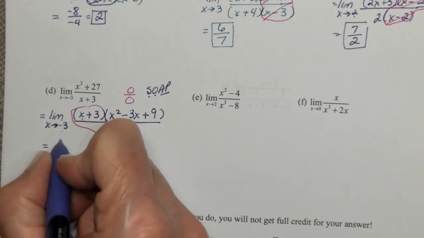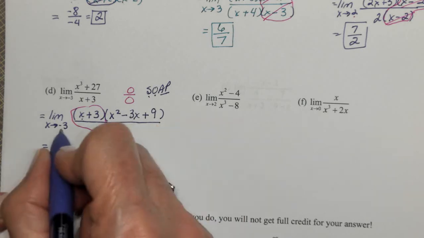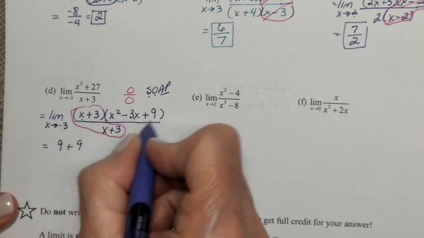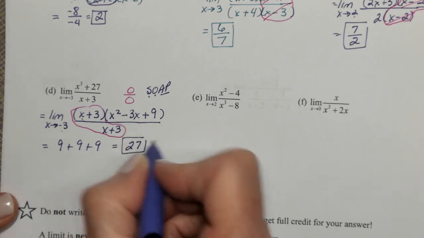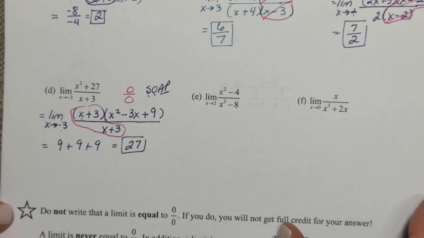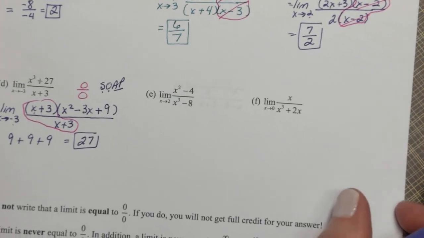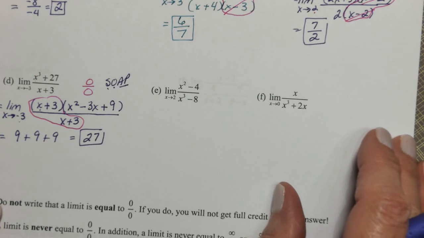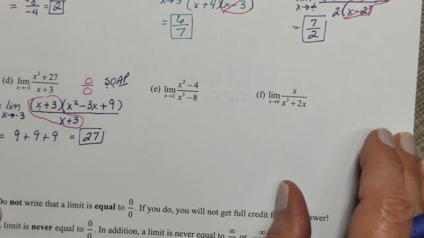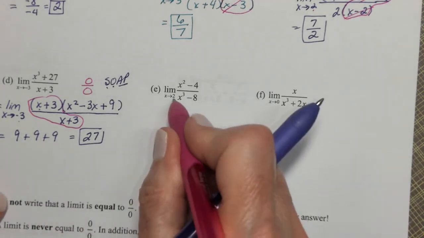Now we're going to plug in a negative 3 into what remains. Negative 3 squared is 9. Negative 3 times negative 3 is 9. And then there's this 9 in the back. So this is 27. That limit is 27. If we graphed that, we would see that. It's going to 27.